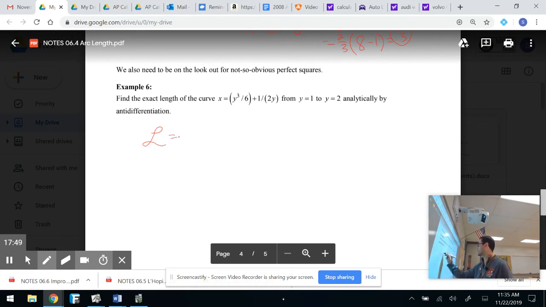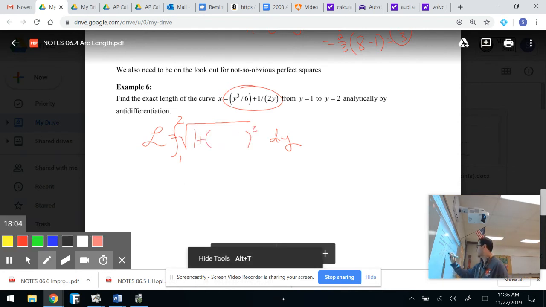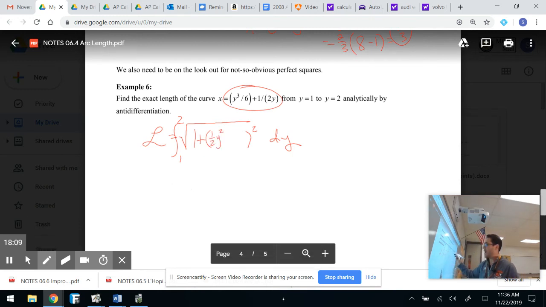Your arc length is equal to the integral from 1 to 2, right? We can do it because it's all in terms of y's. It's written a little bit differently, so see if you can get it on your own. And if you do it correctly, you get 1 plus, right? It's just taking a derivative of that. That's from the first half of calc. That'd be 1/2 y squared. And what do we get here? Minus 1/2 y to the negative 2.